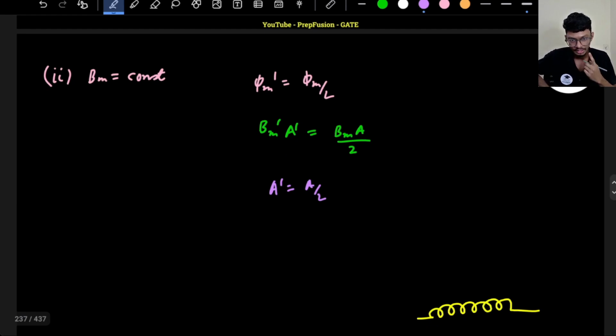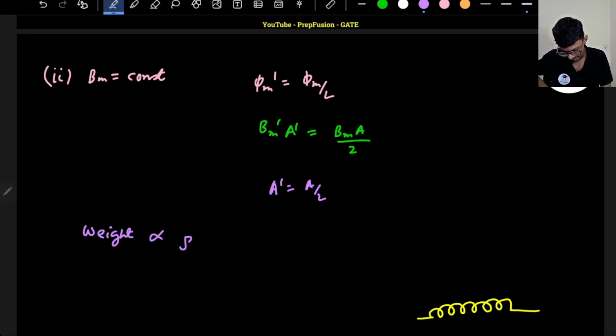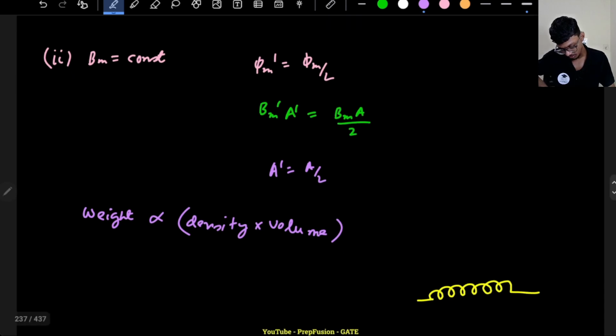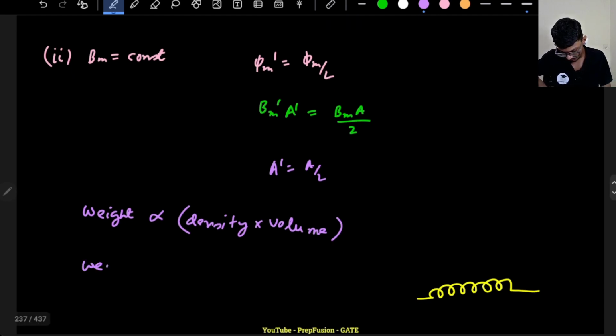What I know is that the weight of any material will be proportional to the density into the volume. And what is volume equal to? Volume is length into area, something like that, right? So volume in turn is proportional to area. So the weight is actually proportional to the area.